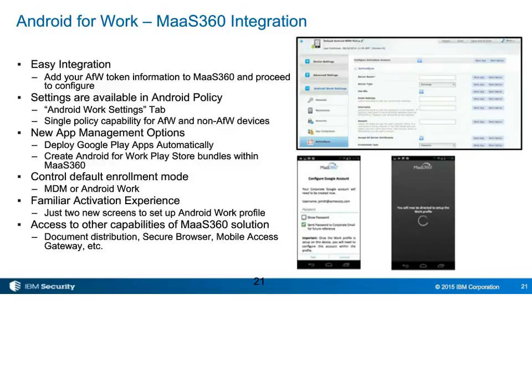You can also set an option to control the default enrollment mode. You can set default enrollment to be standard MDM offerings or the Android for Work option. In addition, when sending an enrollment request to an end user, you can choose at enrollment creation time whether or not it actually will do an Android for Work enrollment or use a standard MDM enrollment. Users who enroll for Android for Work will, for the most part, see a very familiar activation experience with Manage 360.